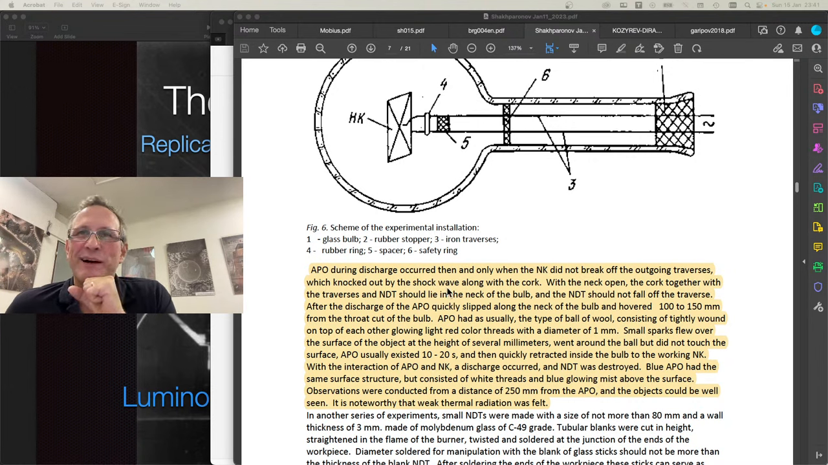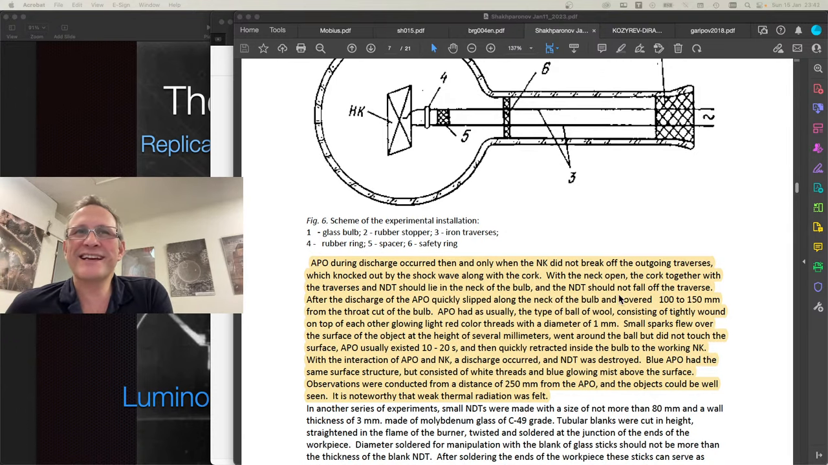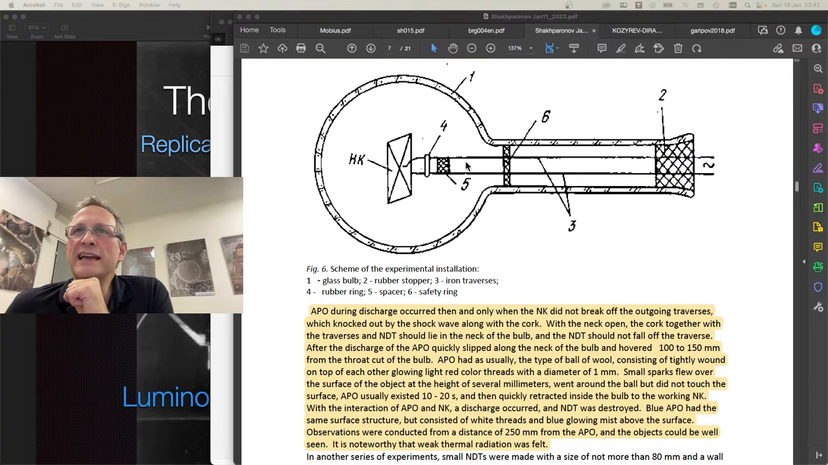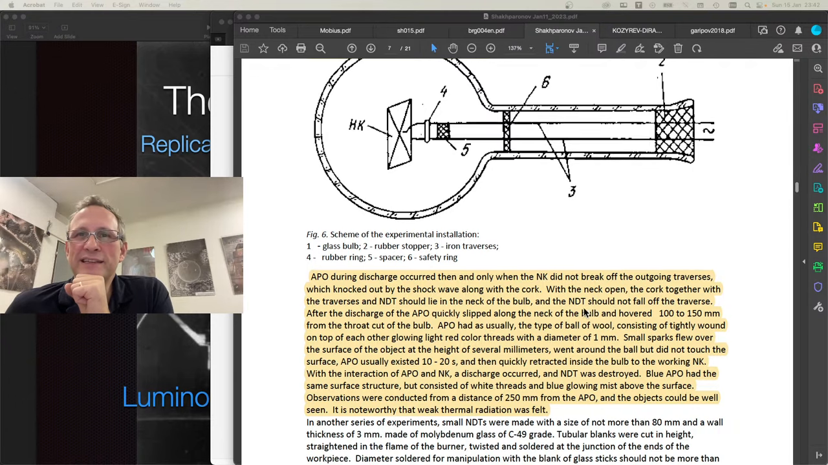The cork is knocked out by the shock wave along the neck, which is open. The cork, together with the Möbius strip, should lie in the neck of the bulb, and the Möbius strip should not fall off the support, I guess. After the discharge, the exotic vacuum object quickly slipped along the neck of the bulb and hovered 100 to 150 millimeters from the throat cut of the bulb. So apparently it came along here and came out here.